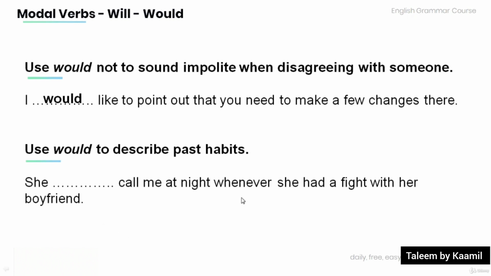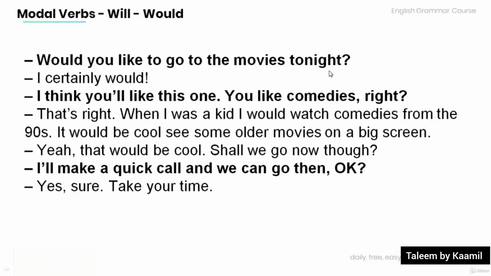She called me at night whenever she had a fight with her boyfriend. She would call me at night whenever she had a fight with her boyfriend. Here is a short story using the modal verbs will and would. Listen as I read so you can see how they are used in real-life conversation. After I'm done, make sure you understand all the grammar and read aloud yourself so that you can work on your own fluency and pronunciation.